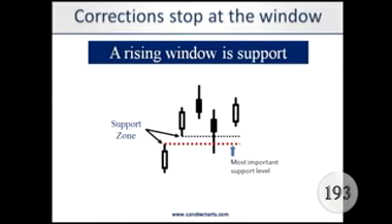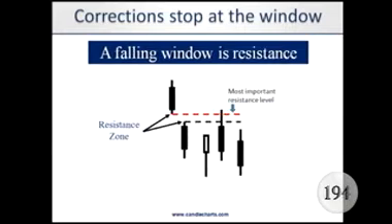The most important support is the bottom of the window. That's the last gasp of support. And not surprisingly, a falling window, a gap down, becomes a resistance area. The whole zone of the window is resistance. The top of the window is the major resistance area.